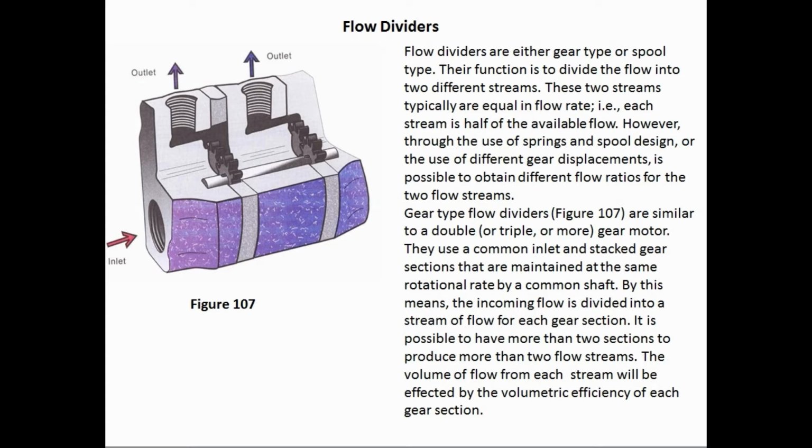Gear-type flow dividers, figure 107, are similar to a double, or triple or more, gear motor. They use a common inlet and stacked gear sections that are maintained at the same rotational rate by a common shaft. By this means, the incoming flow is divided into a stream of flow for each gear section. It is possible to have more than two sections to produce more than two flow streams. The volume of flow from each stream will be affected by the volumetric efficiency of each gear section.